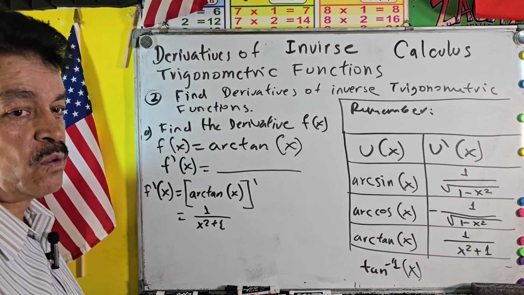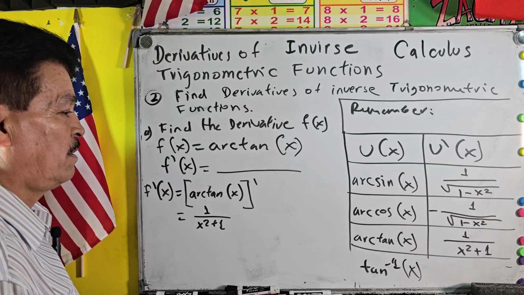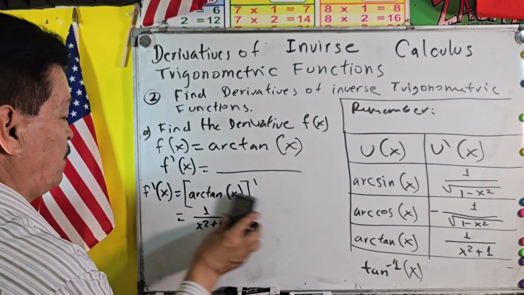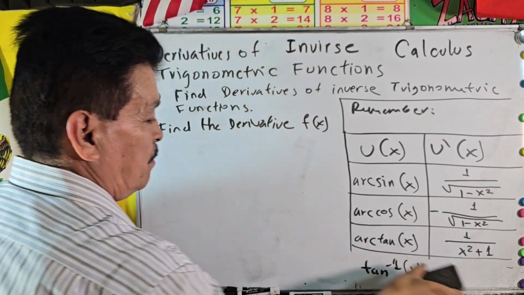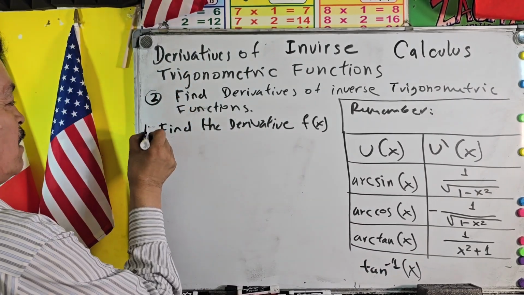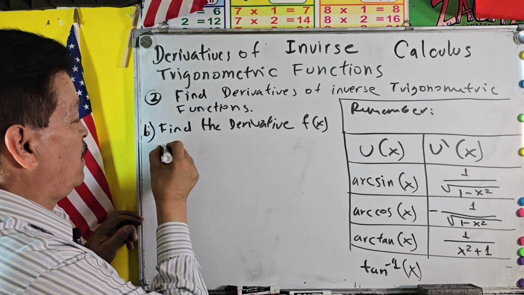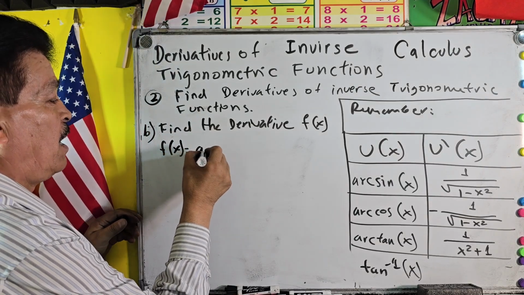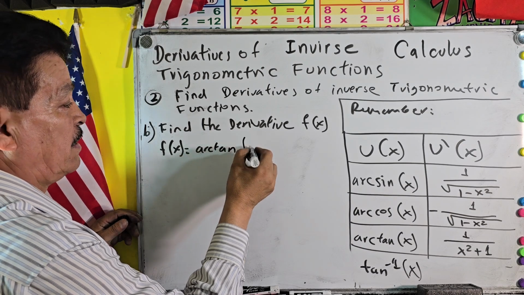Let me do another one. It's very simple. Find the derivative of f of x equals arctan of x. Again.